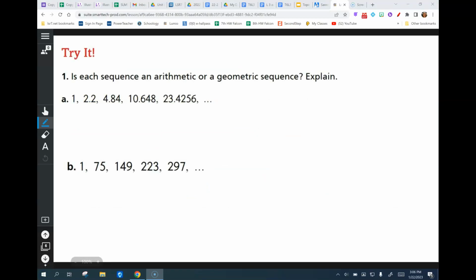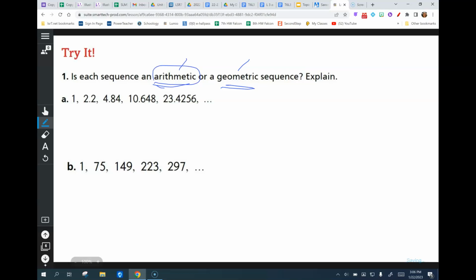And be able to identify the difference. I am now on page 128 in example 1 in your book. So in each sequence, determine if it's arithmetic or geometric. Here we're going to add or subtract. Here we're going to multiply or divide. So always check for arithmetic first. See if there's a common difference.